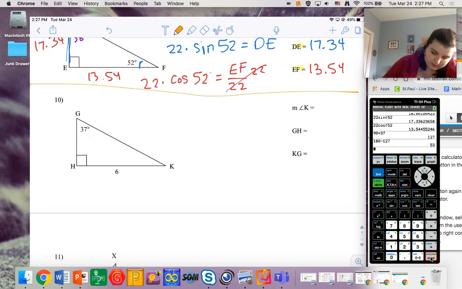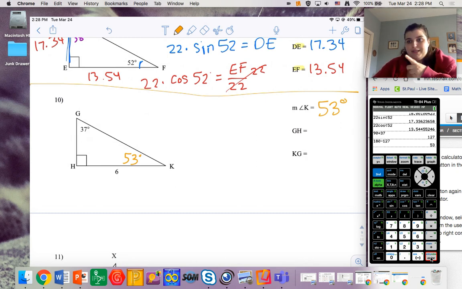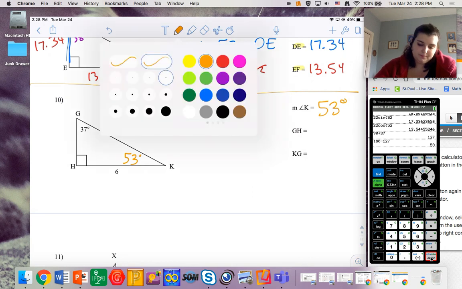Oh, look, so close to the other one. Now I can choose if I want to use the 37 or 53. I would always, always, always use the one given to you, because if you made a little math error, then everything else will be wrong. So use the 37.